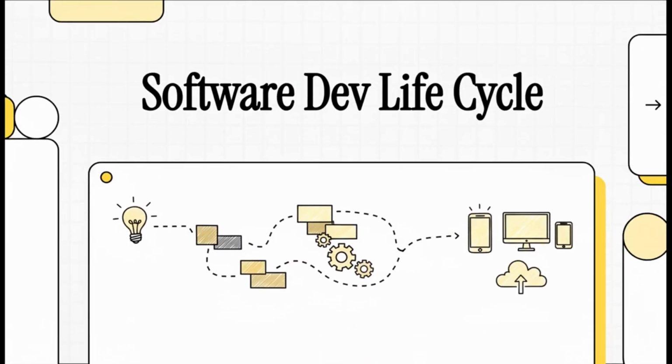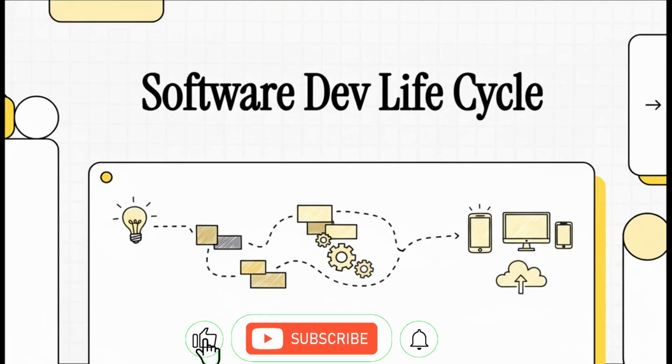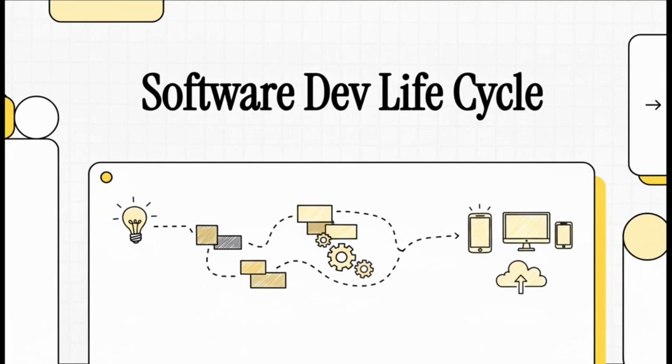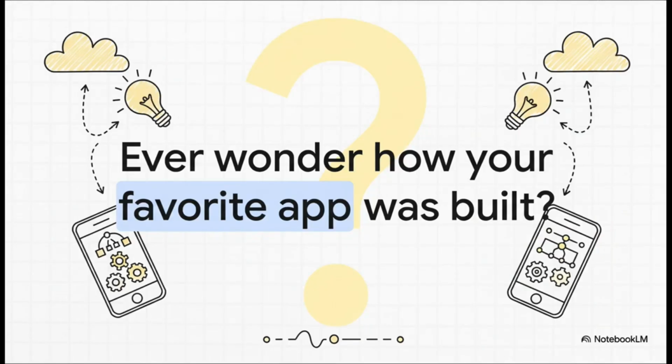All right, let's dive right in. Today we're talking about the invisible engine behind every single app and website you use. It's called the Software Development Lifecycle, or SDLC for short. Think of it as the secret roadmap that takes a simple idea and turns it into a real working piece of software. I mean, really think about it.